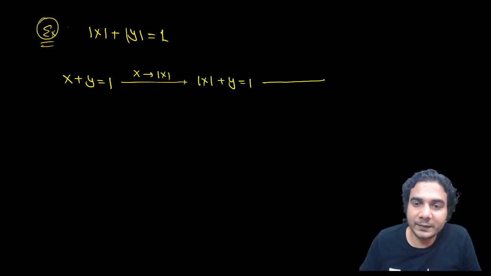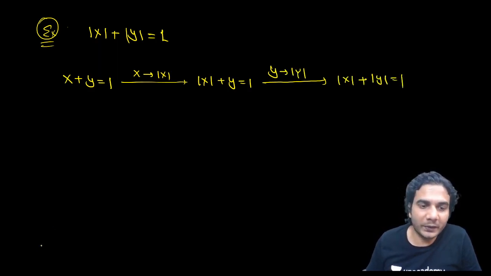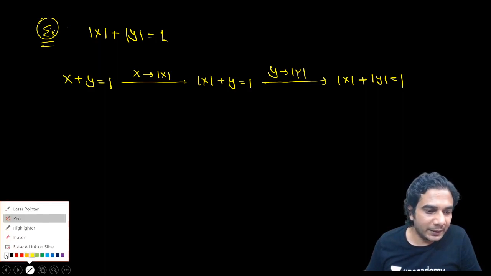Now the second transformation will be y is replaced by mod of y. So you'll get mod of x plus mod of y is equal to 1. You can do any transformation first and then the other. There's no problem in that. So in 2 steps you can crack it.